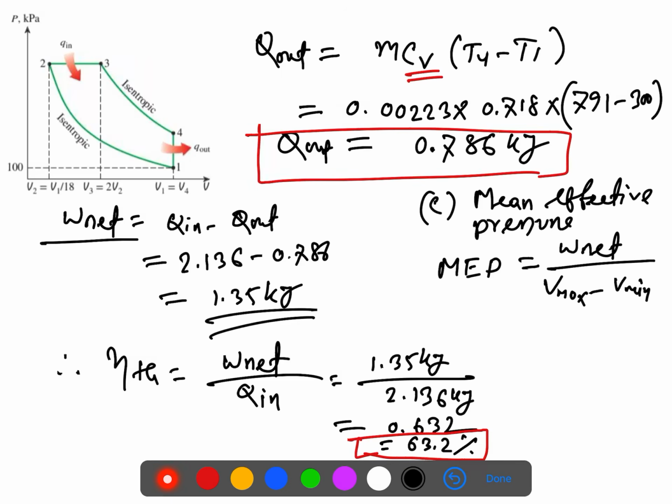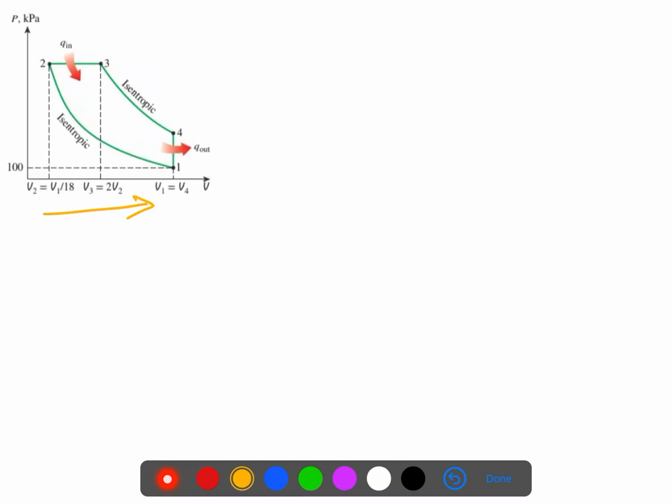So we know the net work output. What is the maximum volume? What is the minimum volume? The volume is maximum at this position. You see, if we go this way, then the volume will increase. So the volume at this position is maximum, and the volume is minimum here. So we can say V max is actually V1, and V minimum is actually V2.